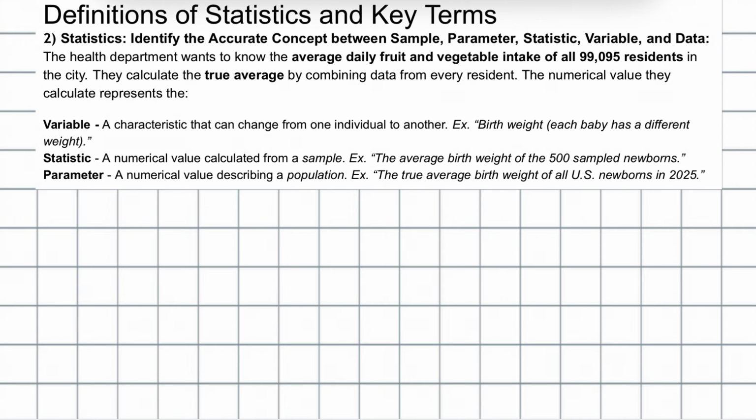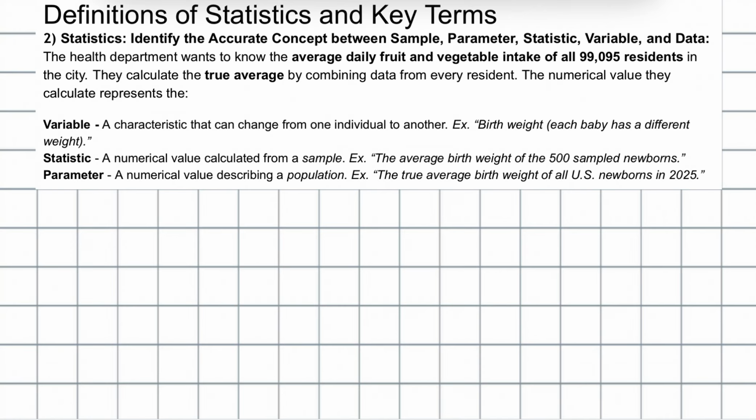In this case, we have three choices: variable, statistic, and parameter. So we're going to read the definitions of all of them, and then later we're going to read the word problem that was given to you, and you're going to make a determination of what is more appropriate based on the definitions and the statements.